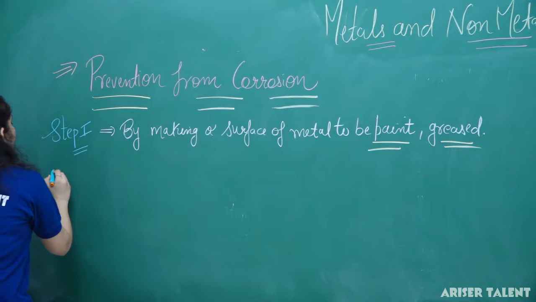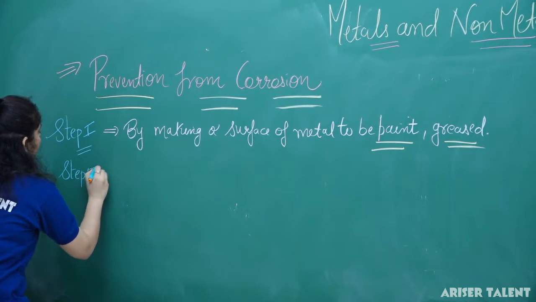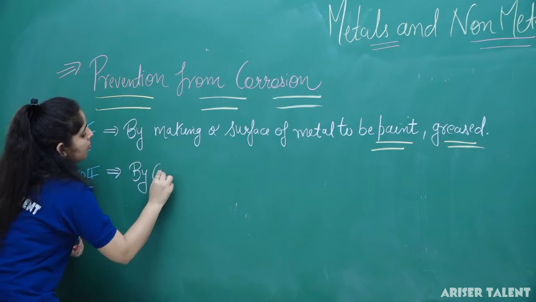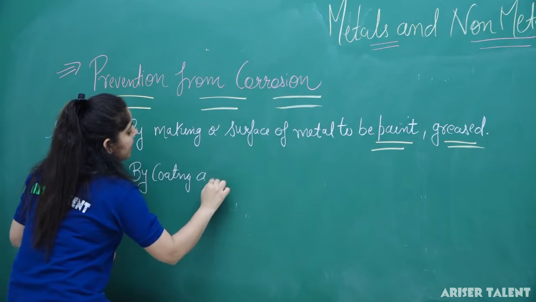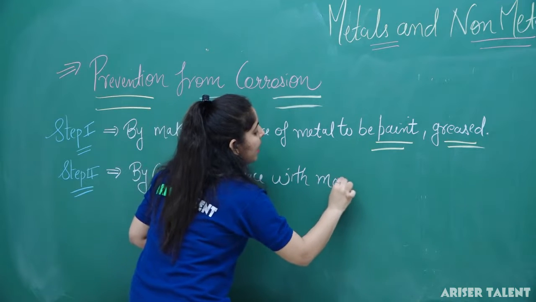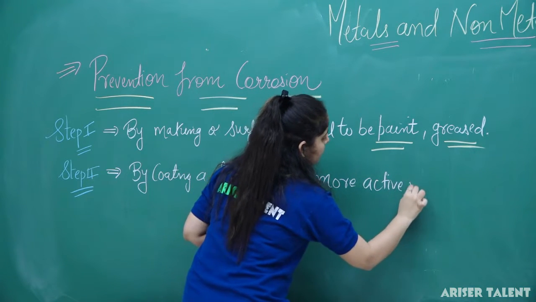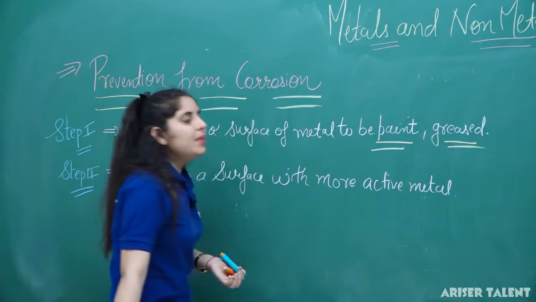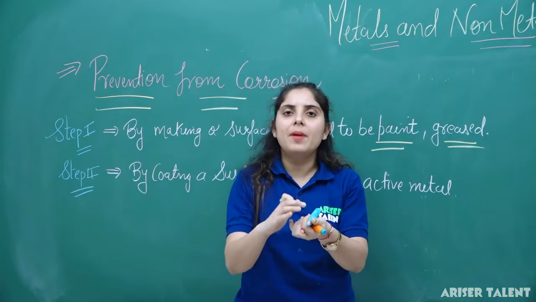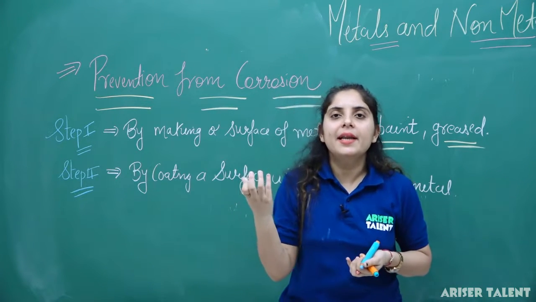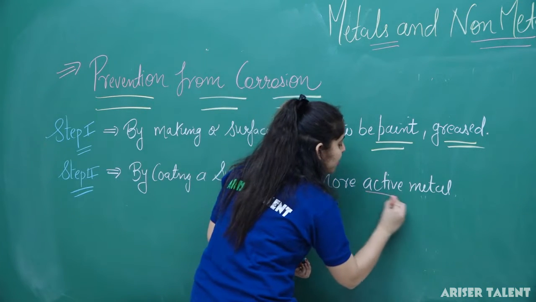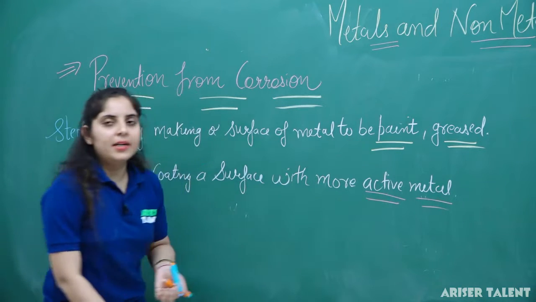Second step in the prevention from corrosion will be coating a surface with a more active metal. What will be the benefit of coating the surface with a more active metal? If we coat the surface with a more active metal, it will start losing electrons and further corrosion will be stopped. So there is a necessary condition that it must be coated with a more active metal.